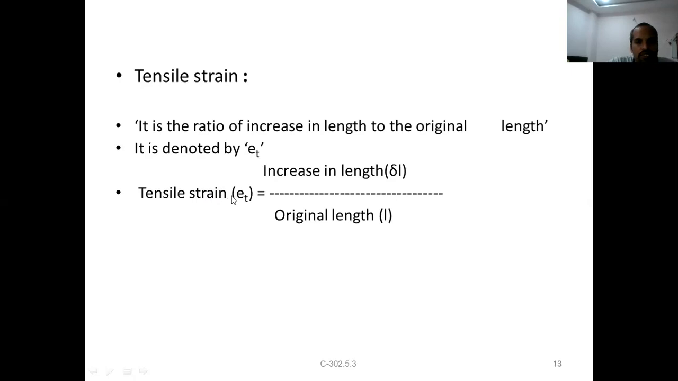So tensile strain is equal to increase in length by original length, delta L by L. The formula will remain the same. If the member is subjected to tension, then we call it a tensile strain. If it is compression, compressive strain.